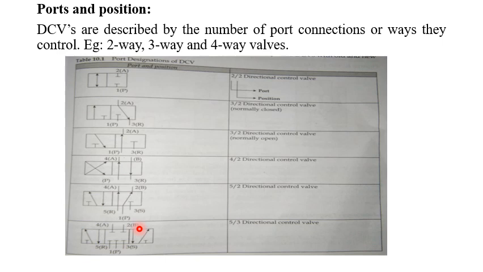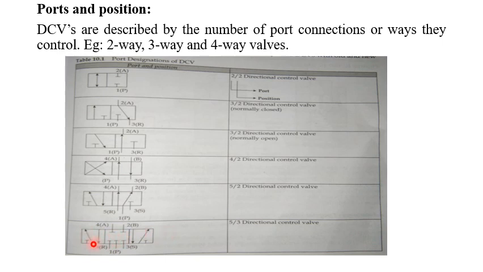In the individual rectangle you have a port. See in the mid position: 1, 2, 3, 4, 5. So it has 5 ports and 3 positions. In these kinds of 3 position valves, the initial condition will always be the middle configuration. What is the middle position it will show? That will be the initial condition.